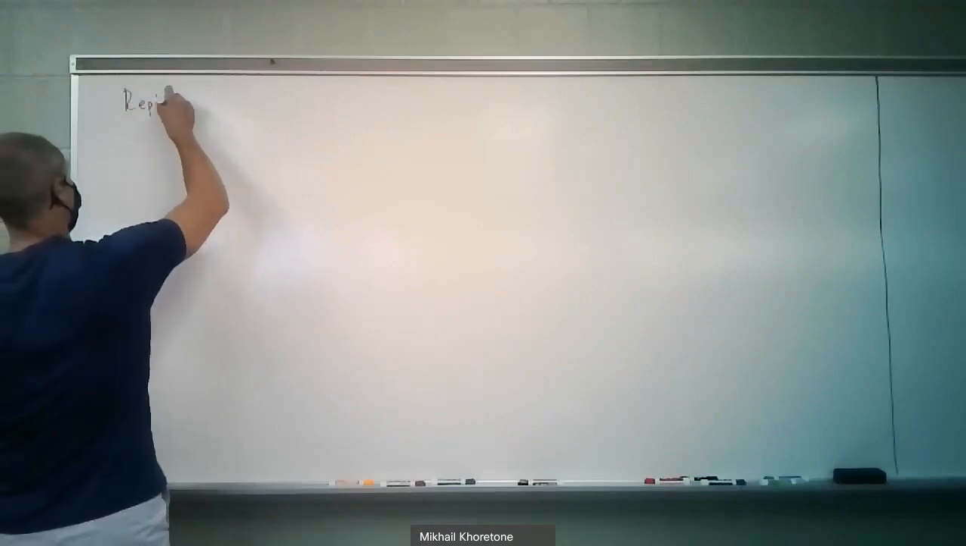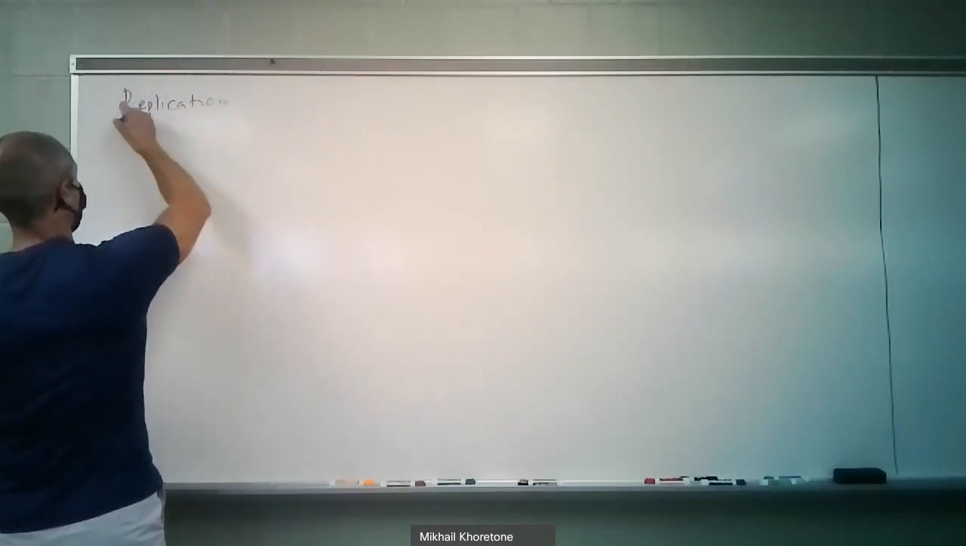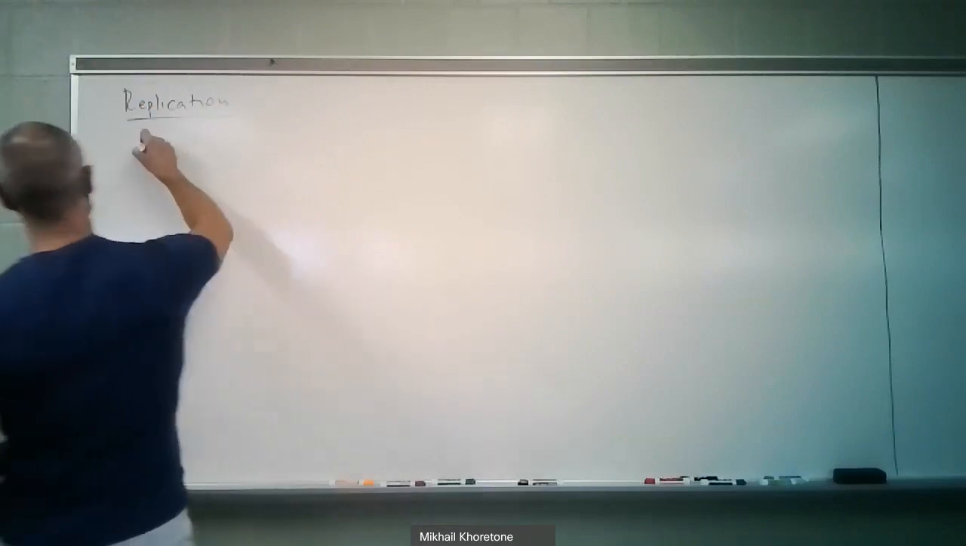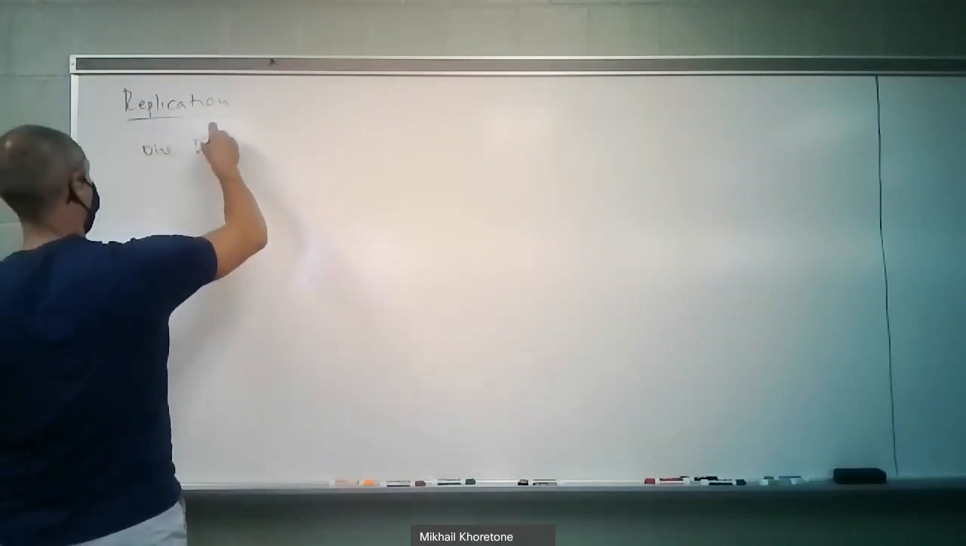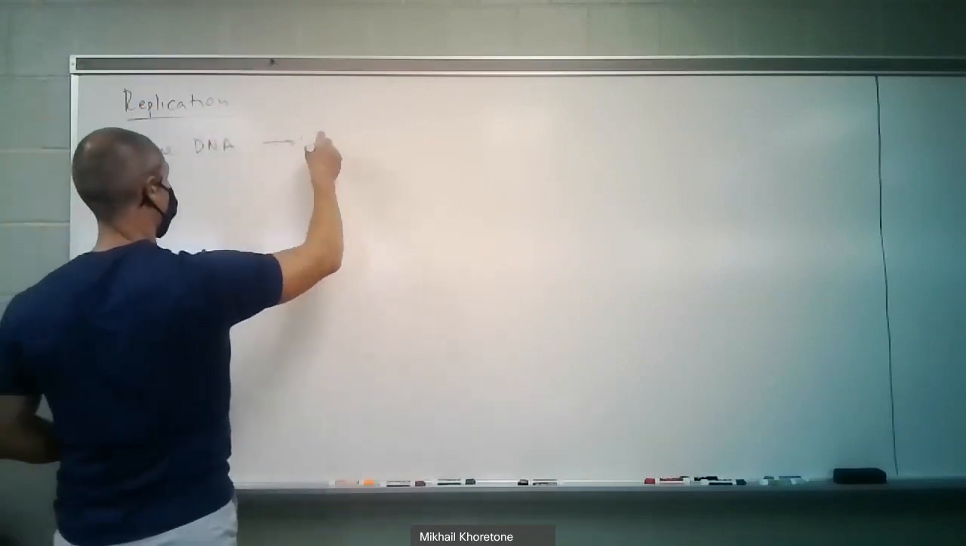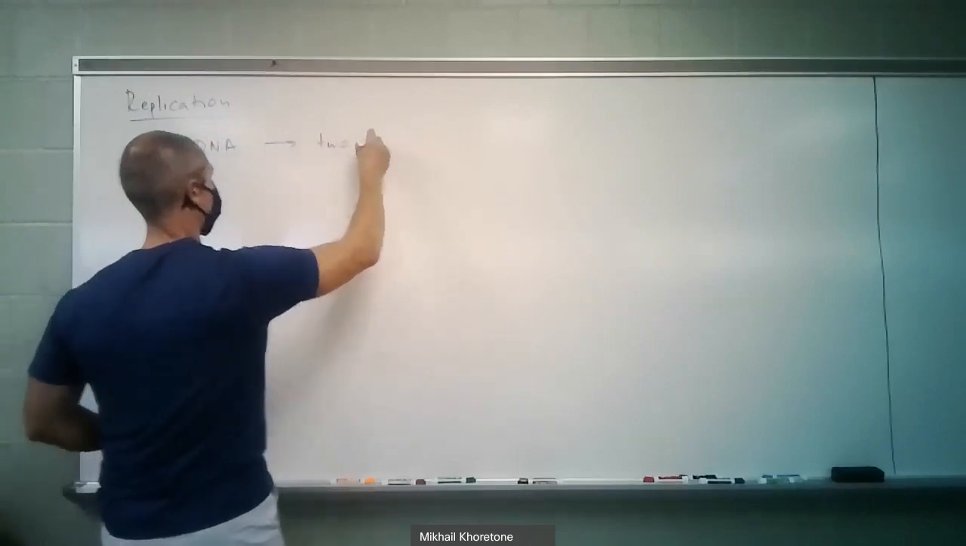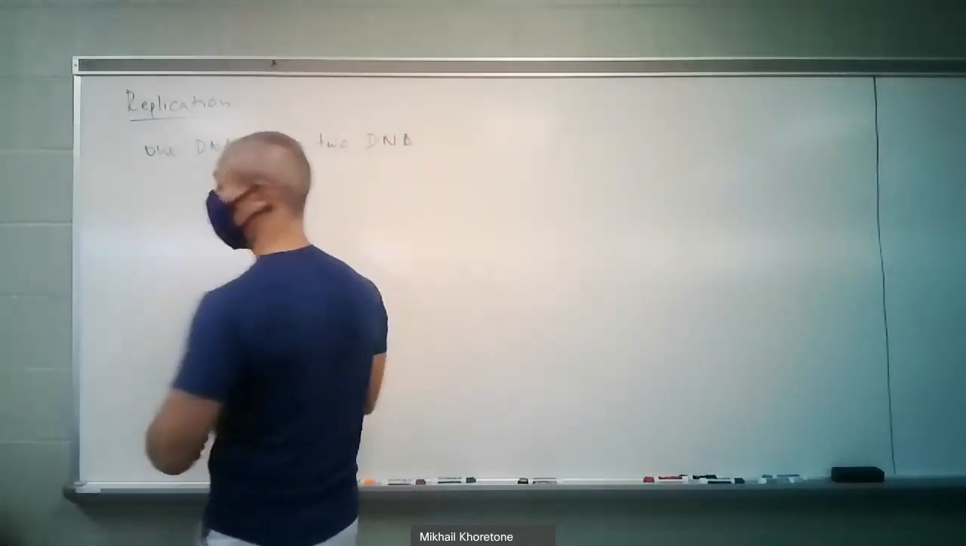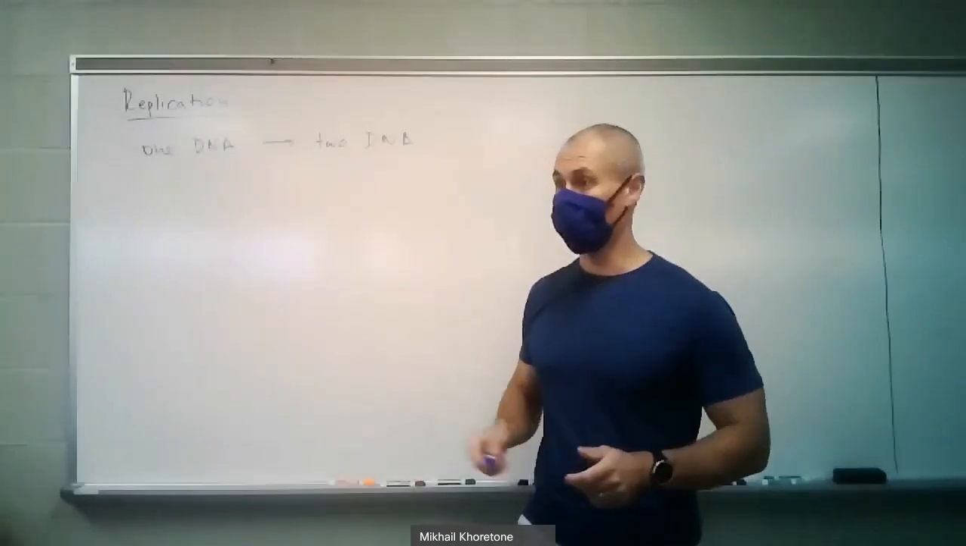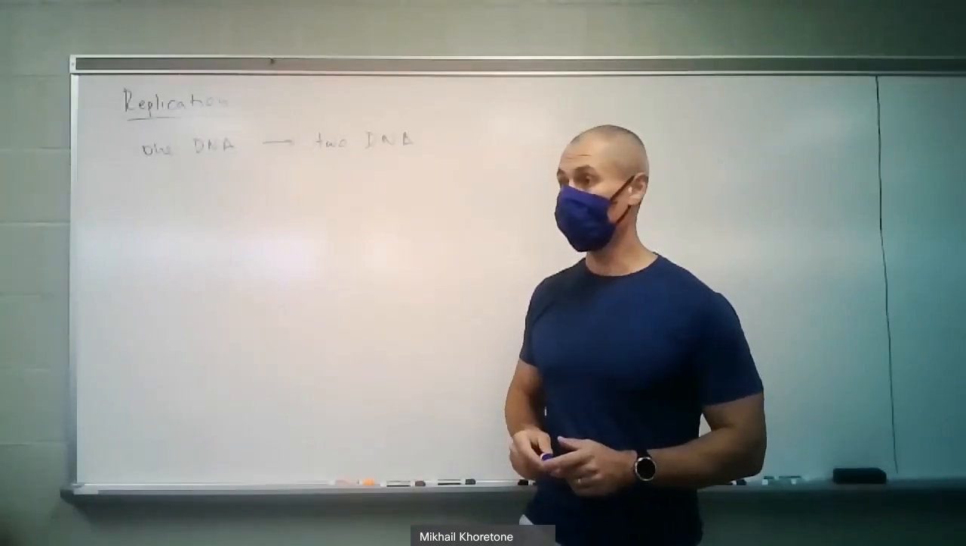So, in the process of replication, one DNA molecule is doubled to produce two DNA molecules, one for each daughter cell. Does that make sense to you?